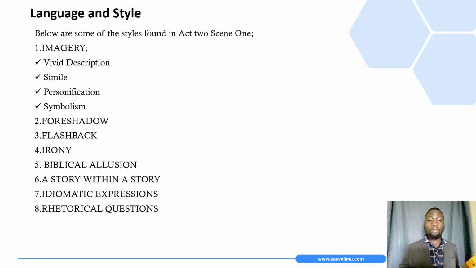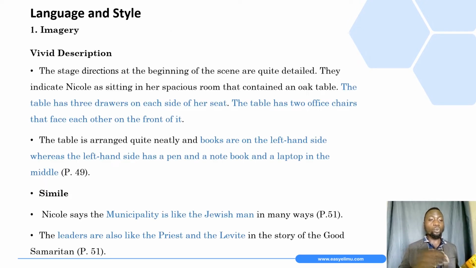So dear students, let us begin with the first one under imagery, that is vivid description. Remember, we said that imagery is the use of visually descriptive language. So vivid description is just one of the visually descriptive languages that writers employ in their literary work.